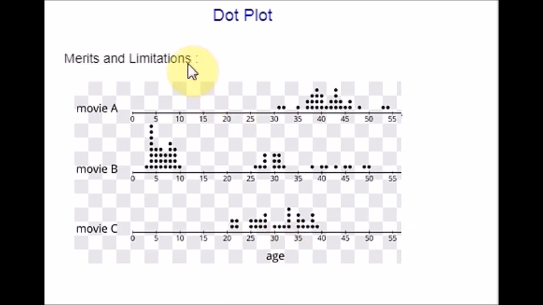Now let's discuss the merits and limitations of dot plot. First I'm going to start with the merits. This method is better than any other methods of showing distribution because of its accuracy. The distribution of dots is similar to the commodity. This is the best method for showing the absolute figures. It provides us a better visual effect and it is more useful than other methods of showing distribution.